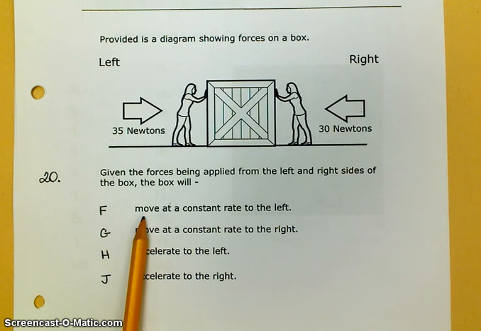Okay, so it's not going to move at a constant rate to the left. It's not going to move to the left because we know it's going to accelerate to the right. It's not going to move at a constant rate to the right, again, because we know it's going to accelerate. And so we need to answer it with J, accelerate to the right.